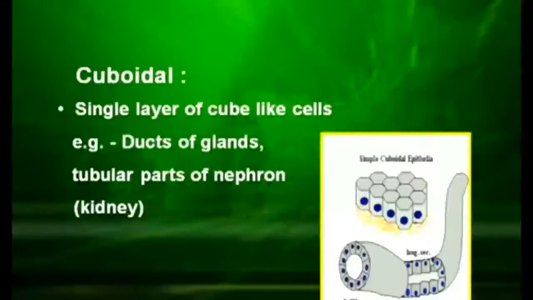The next type of simple epithelium tissue is the cuboidal epithelium tissue. From the name you can make out, these cells are cuboidal in shape. They have a single layer of cube-like cells, and they are found in the ducts of glands and the tubular parts of the kidney, that is in the nephrons. Their function is secretion and absorption.